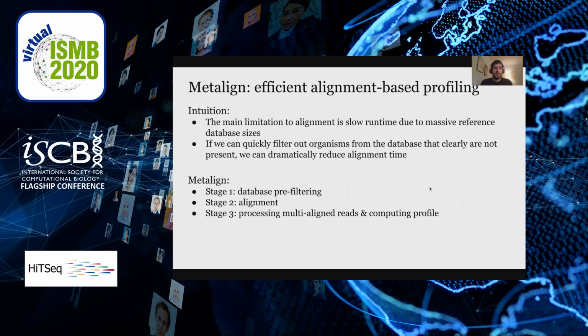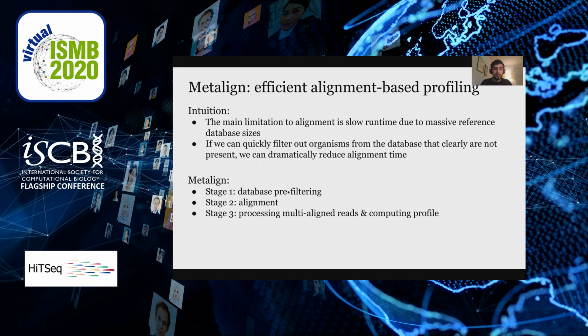Our method is called Metalign, and it's called efficient alignment-based profiling. And the intuition is that the main limitation to the alignment is the slow runtime, and that's primarily due to the massive reference database sizes. But a lot of these organisms, you would think they share almost no sequence with the sequencing reads, so you should be able to quickly rule them out without having to perform a full alignment. So if we can do that, then we can dramatically reduce the alignment time and make this analysis feasible.